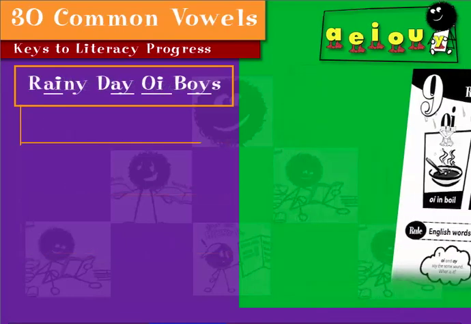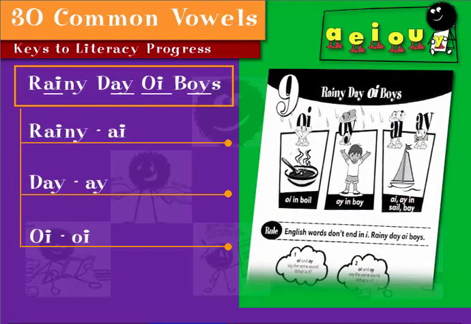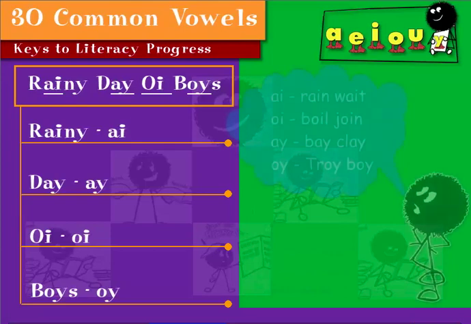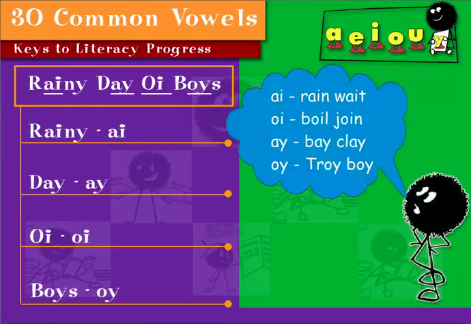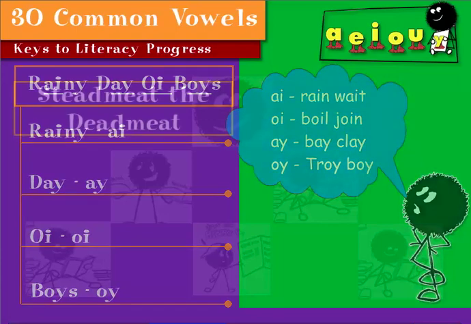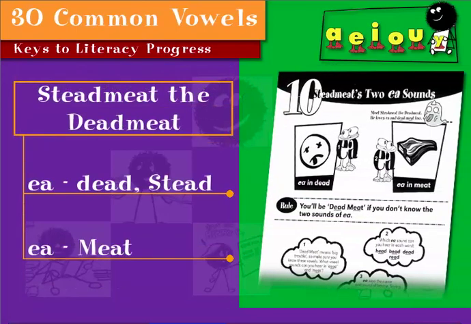Meet the rainy day oi boys. AI and AY say the same sound, a. OI and OY say the same sound, oi. If we use the spelling rule, English words don't end in I, and mostly words don't. We can see that AI and OI go in the middle of words, while AY and OY go at the end of words.